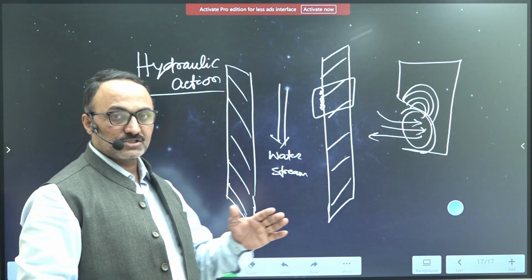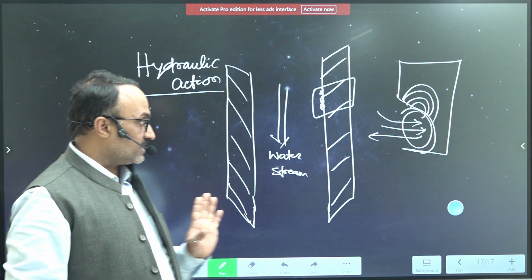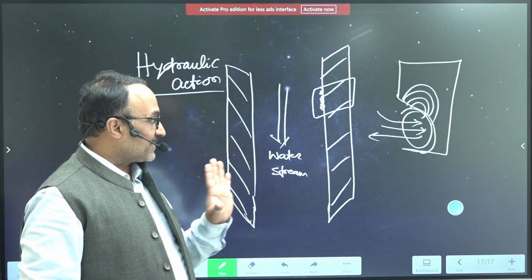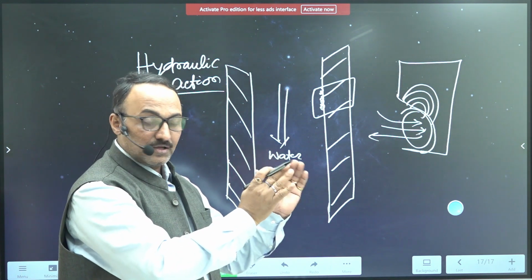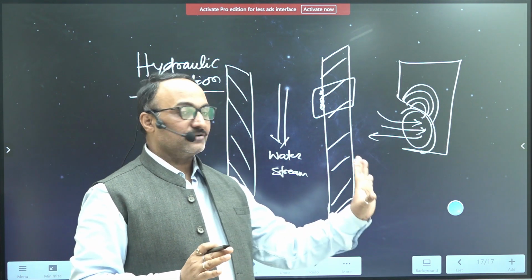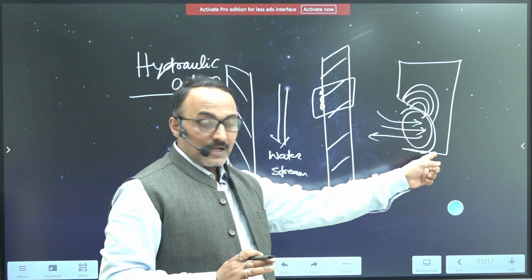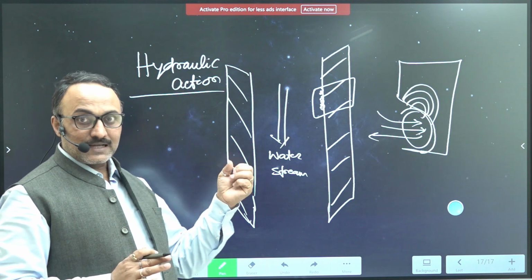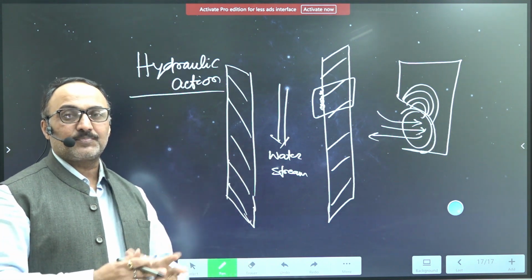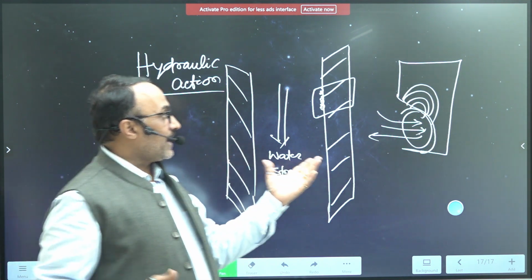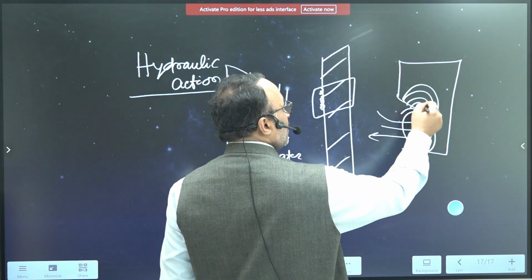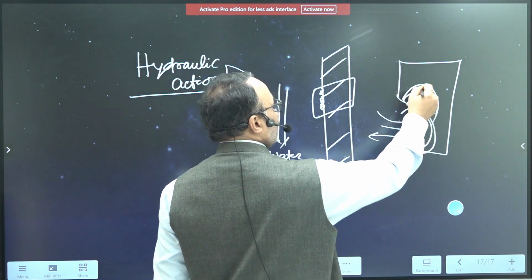So this is the sequential process. Water moves inside, then it compresses the air already existing there. So that air, when compressed along the wall, and when water moves back, then that compressed air abruptly expands and creates a sound that breaks this roof.